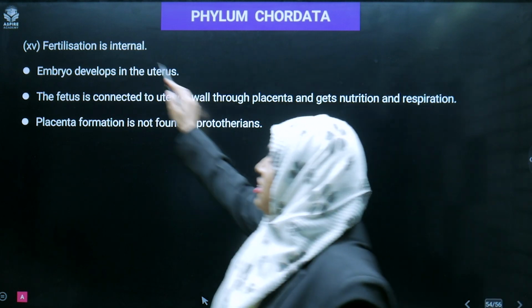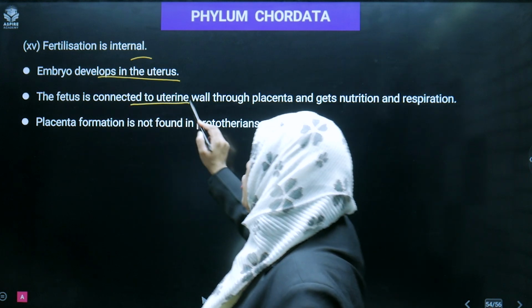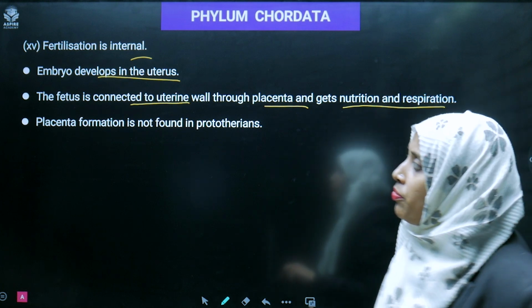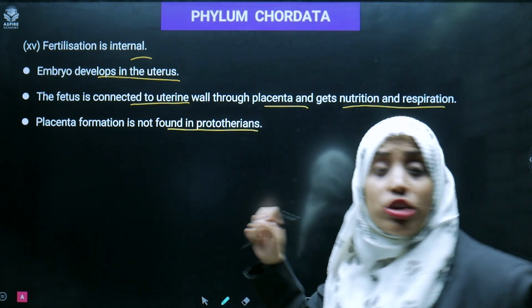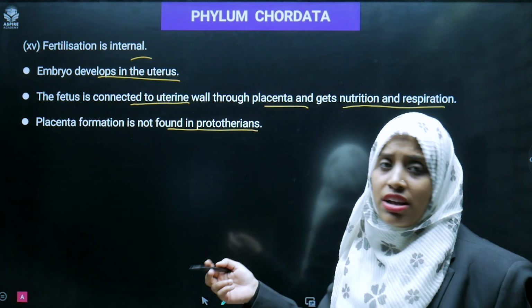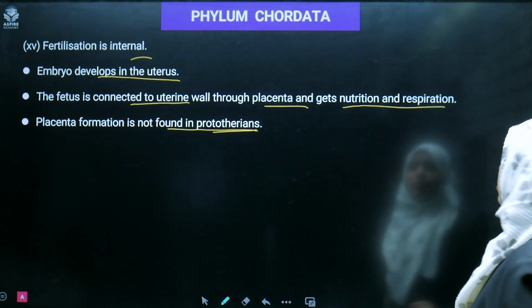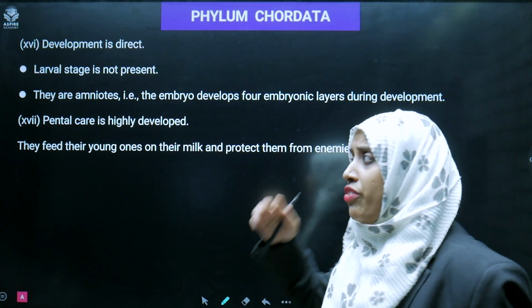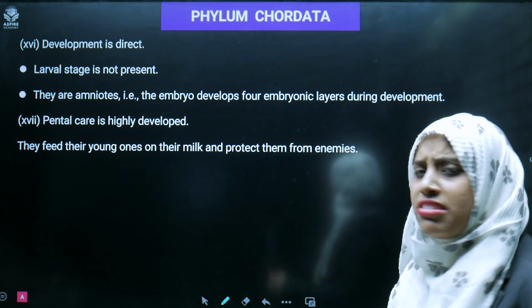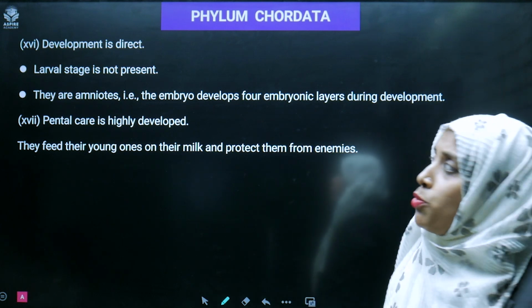Now, fertilization is internal. Embryo development takes place in the uterus. The fetus is connected to the uterine wall through the placenta, and gets nutrition and respiration. Placenta formation is not found in prototherians. Since they are oviparous, there is no need for a placenta. We'll cover all the systems in detail when we come to the separate chapters, reproductive system and respiratory system. मammals के बारे में जब आप in detail पढ़ोगे, that will be much clearer.